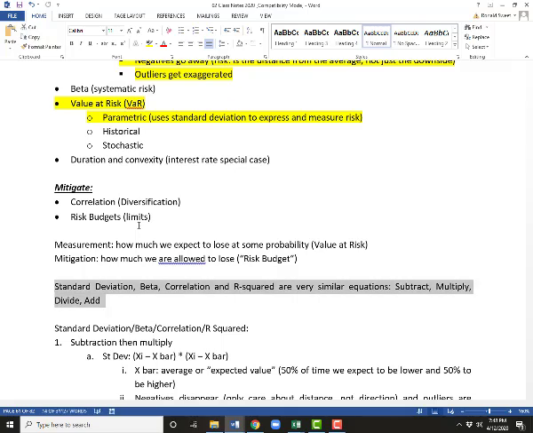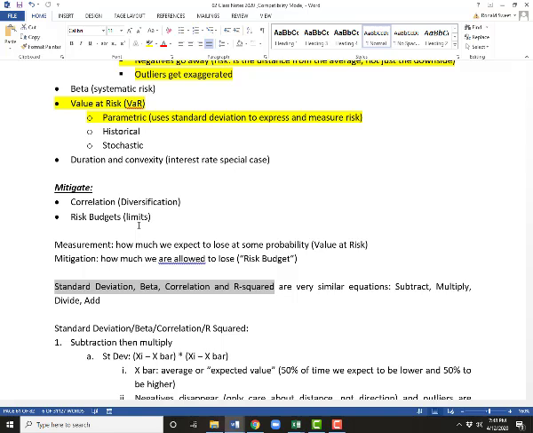These formulas, I'm tempted to do this. If we have time at the end of the semester, I'll show you this. These formulas, standard deviation, beta, correlation, R squared, are four formulas you should know off the top of your head. You shouldn't have to look those up if you're a business major. But the nice thing is the formulas are almost all identical. So once you learn one, the others are easy to remember. They're very, very similar.